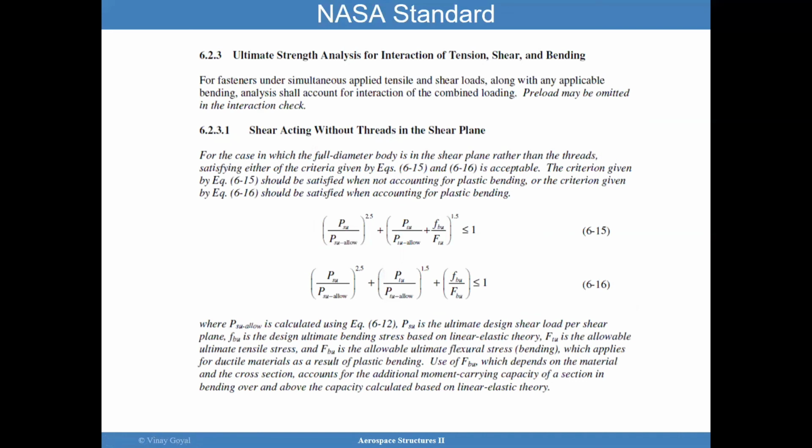Now, it is important to understand that for fasteners, there is the simultaneous application of tensile and shear loads. We want to make sure that the system can survive these interactions. And preload is typically omitted from these calculations. The interaction equations are given here, and they're given for two situations: when not accounting for plastic bending or accounting for plastic bending.